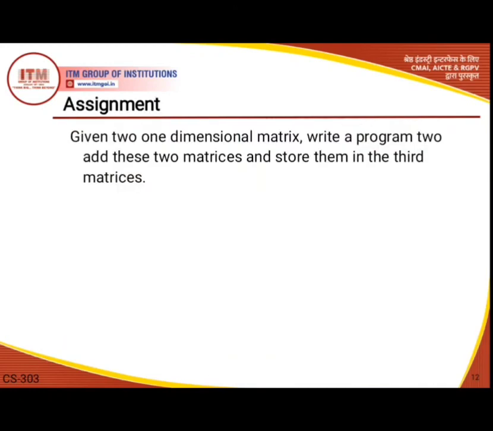This is the assessment which is based on today's video. Here, given two one-dimensional matrices, you have to write a program to add these two matrices and store them in a third matrix. You can use any type of matrix, two matrices. This just depends on you.